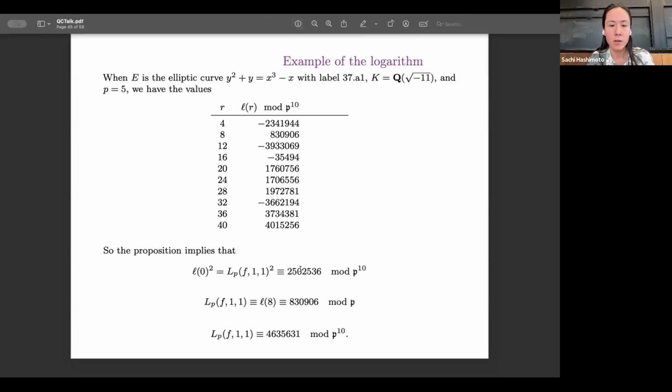Okay, so here's a quick example, a proof of concept. Here I have 37a1, Q square root of minus 11, p equals 5. Fun little computation. We compute L of r for r equals 4, 8, 12, and so on. And applying this proposition, we're able to compute L of 0 squared, mod p to the 10th. And then to get the sign of L of 0, we look at L of 8, and that gives us the special value mod p to the 10th. And so that is telling us about the Heegner point associated to Q root minus 11 on this elliptic curve and its logarithm squared.